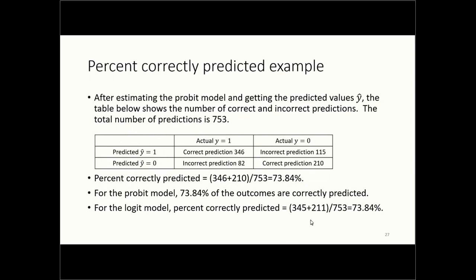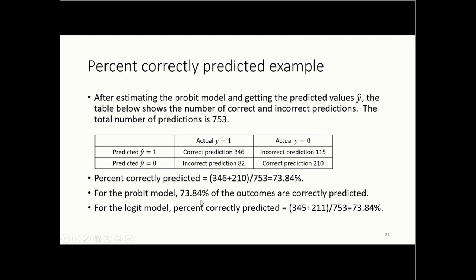So in our particular example, after we estimate the Probit model and we get the predicted values y hat, the table will show the number of correct predictions and incorrect predictions, and the total number of predictions is 753. So here we have these cases of the actual being 1 or 0, and here are the predicted values of 1 or 0. So the correct predictions are here and here, and these are the incorrect predictions. And so how we're going to calculate percent correctly predicted is we're going to sum up this correct prediction and this correct prediction divided by the total predictions. So if you sum up all these 4 numbers, that's the 753. And what we're going to get here is 73.84.